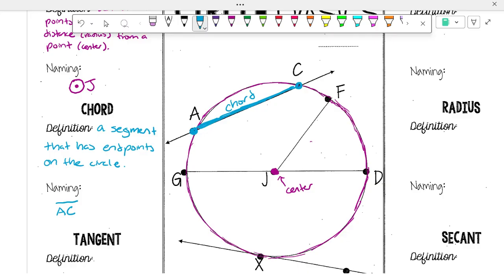Now, another chord would be right here. Technically, the diameter of a circle is a chord because it goes from two endpoints on one end of the circle to the other. So this is also a chord. And we would name that DG with a line over the top.